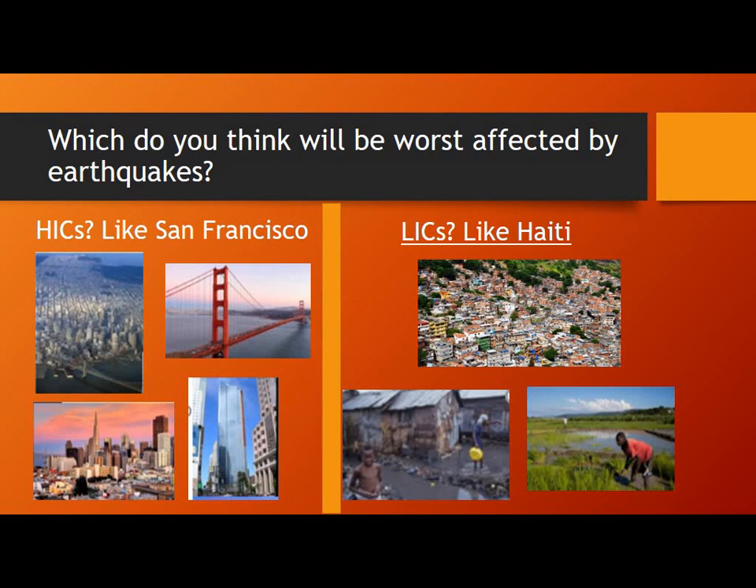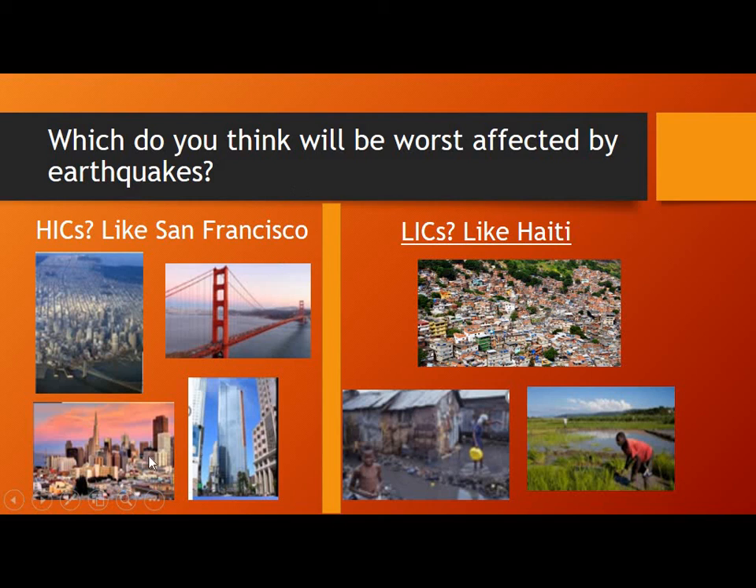Okay, welcome back. So, we've looked at the 3 Ps, and now we're going to look at HICs versus LICs. All of them know how to protect, predict, and prepare, but some are more useful in others. So the question is, which do you think will be worse affected by earthquakes?